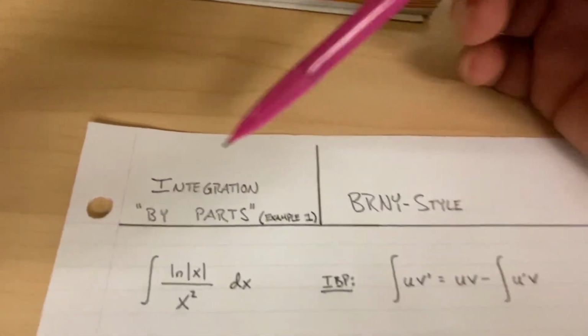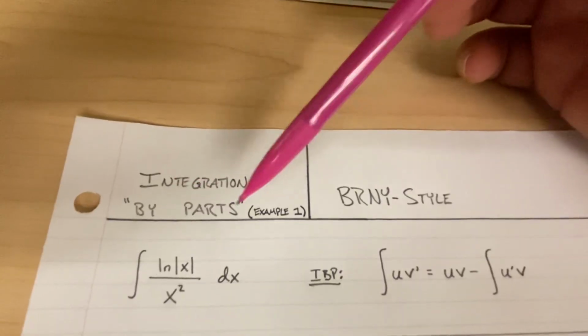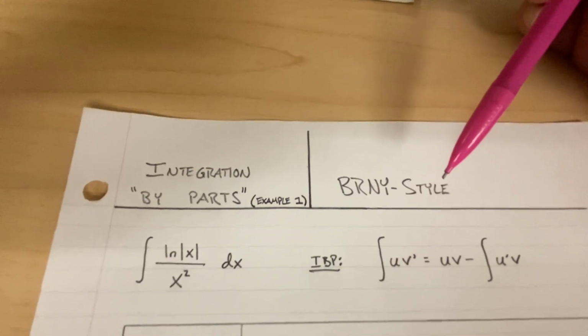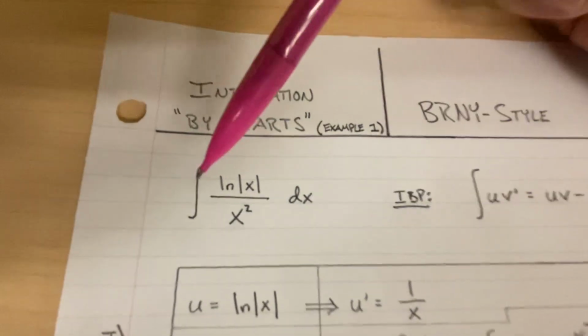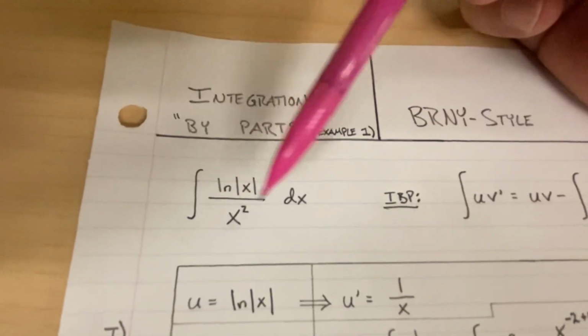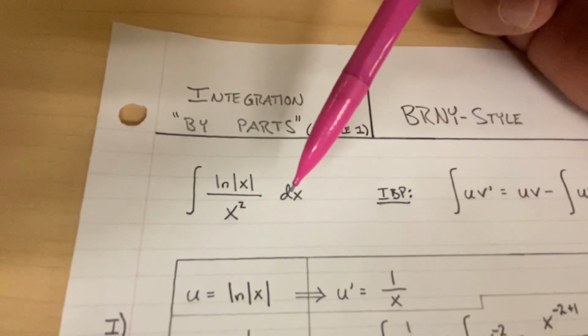All right, welcome aboard. This is going to be integration by parts, example number 1. We're going to break it down BRNY style right now. It's going to start with an integral expression. In this case, we have the indefinite integral of ln of x divided by x squared dx.